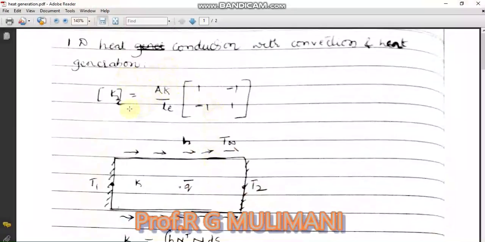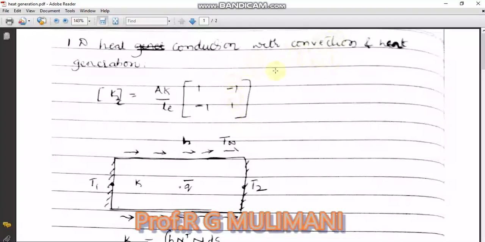Okay, we already derived the conduction matrix. It is AK by LE times the matrix [1 -1; -1 1], where A is the area of the element, K is the thermal conductivity, and LE is the length of the element. We also derived a convection matrix where one end is specified with some temperature and the other end has convection heat transfer.